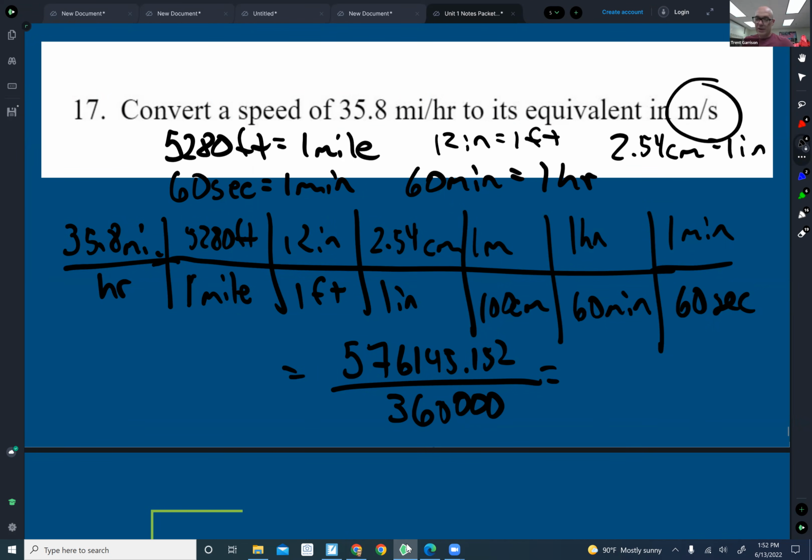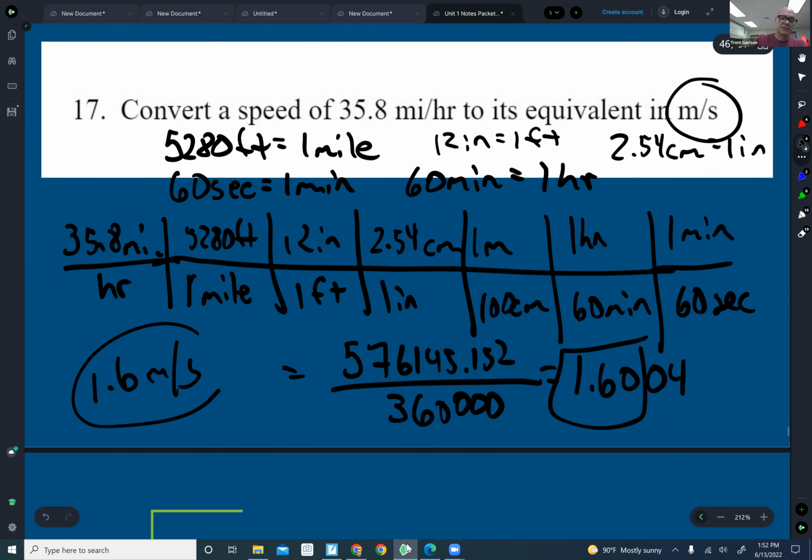All right, let's take those two values, 576,145.152 divided by 360,000. And what I end up with is 1.6004. I'm only going to use 3 significant figures. Right there is my answer. 1.6 meters per second. You're like, that's kind of small for going 35 miles an hour.